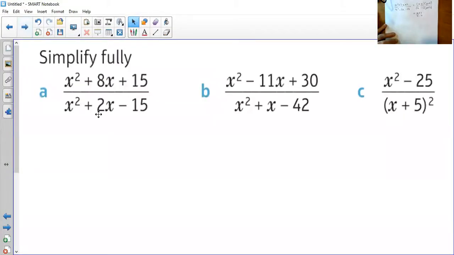So now you have until the end of the lesson to factorize fully these 3 questions. So pause the video there and give yourself 15 minutes to factorize and simplify those fractions.